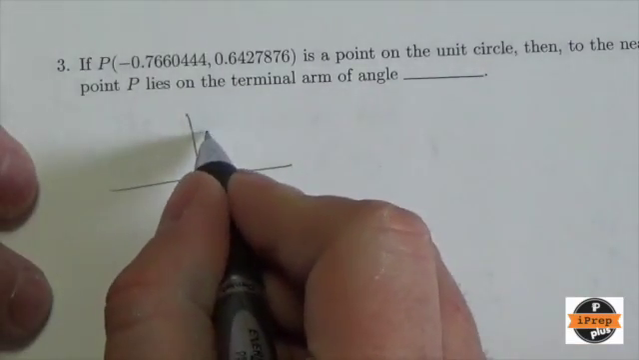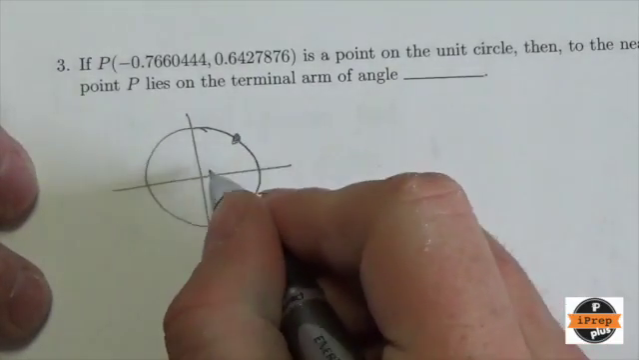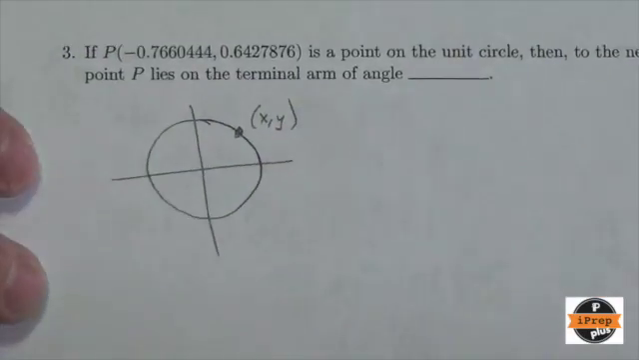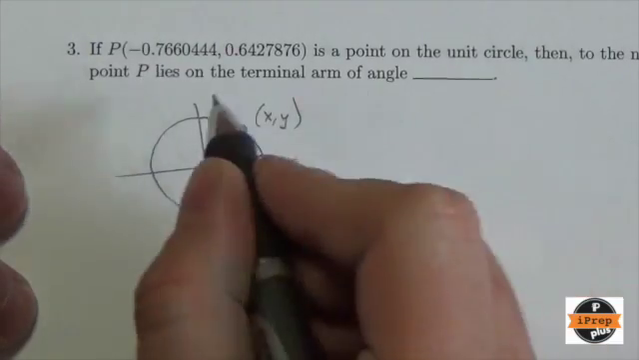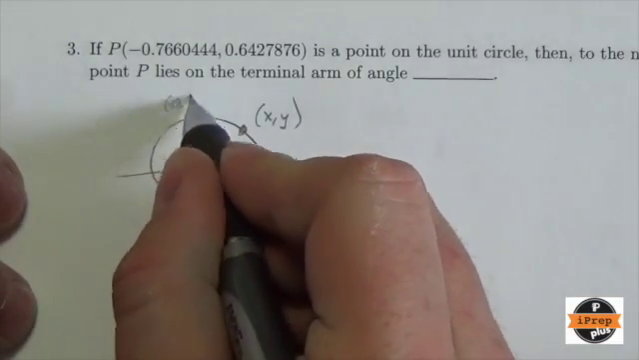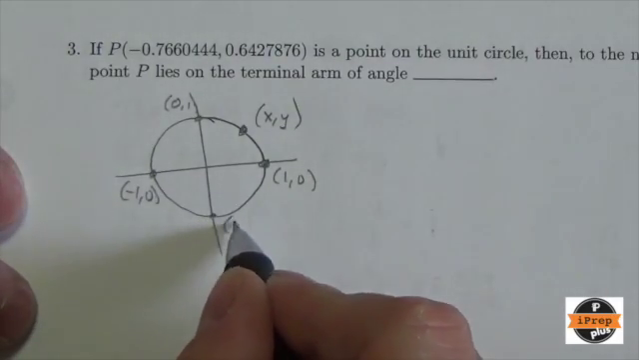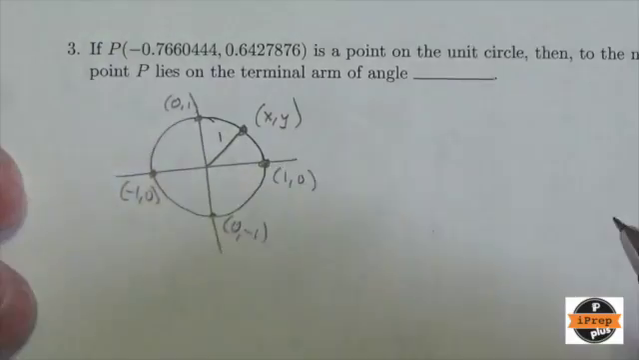Okay, so I'm going to draw the unit circle here, and we're going to put a point on there. Now, the important thing to remember when you're dealing with the unit circle is that the radius is 1. So this is the point 1, 0. This is the point 0, 1. Over here, this will be negative 1, 0. Down here, this is the point 0, negative 1. Okay, the radius here is always 1.